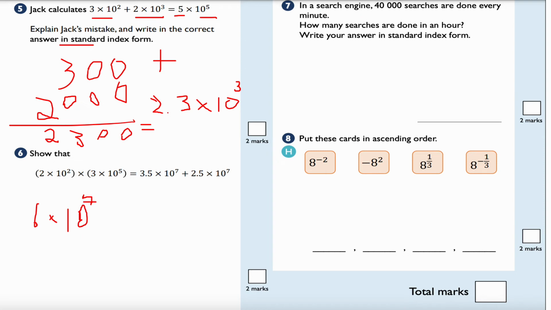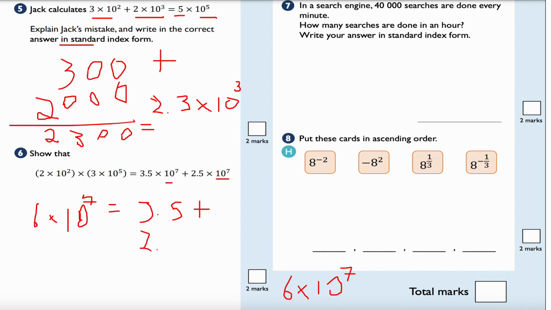So let's just put that here so we know what the right hand side needs to equal to. Okay. Now, the right hand side actually here, it's slightly easier because it's the same powers of 10. So here I can just add the numbers. So 3.5 and 2.5. Well, if we're not sure, we can just do column addition.